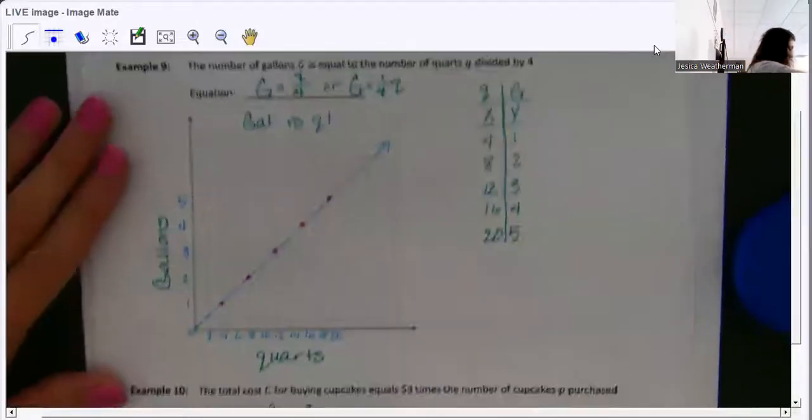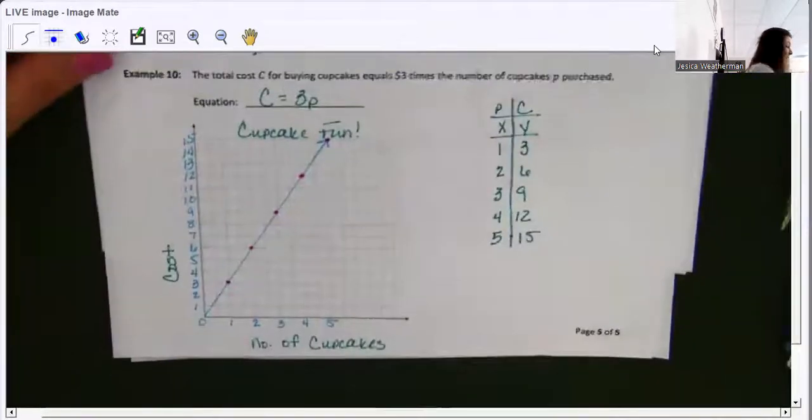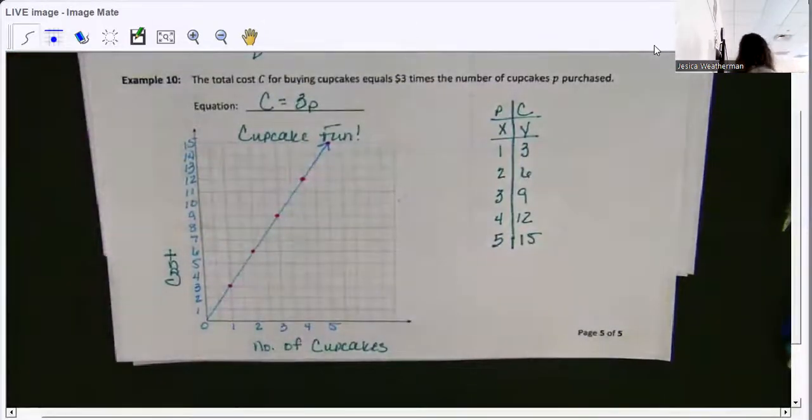Here is graph 10. This one was very similar to number 7 that we did, except the slope was 4 instead of 3. So you should have something similar to this. All right, and that concludes lesson 3.1.